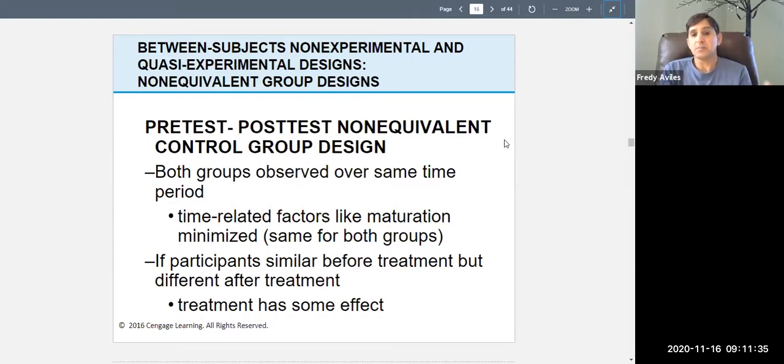If the participants are similar before treatment, let's say there's the same level of depression before treatment, but there's a different level of depression after treatment, that means the treatment, let's say the therapy, probably had some effect because they were the same before therapy. They're the same before, all of them. And then one group went through therapy, another one did not, and they're different afterward. So you're more likely to say, okay, it must be due to the therapy.